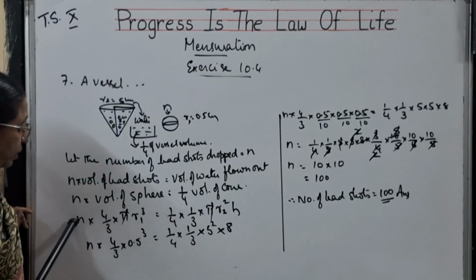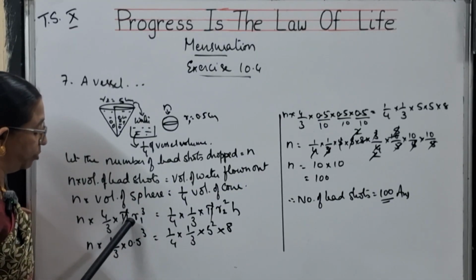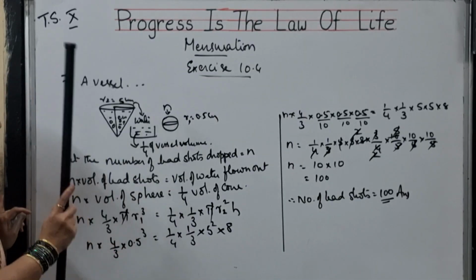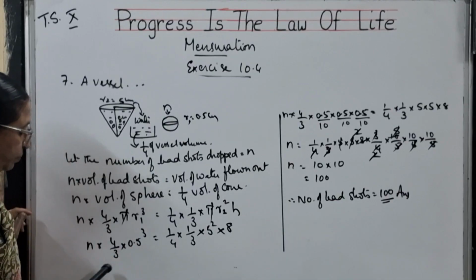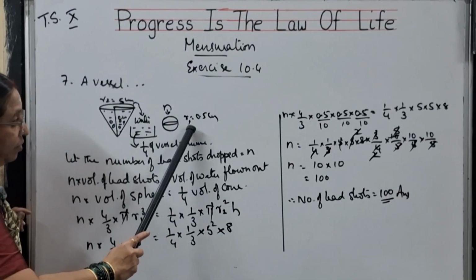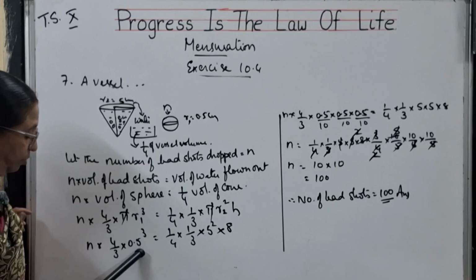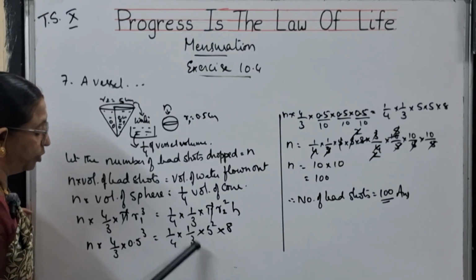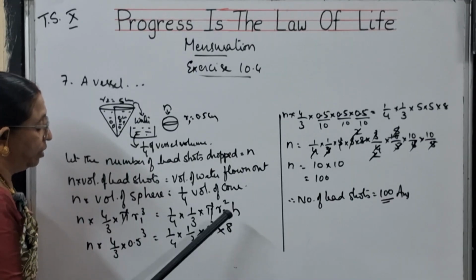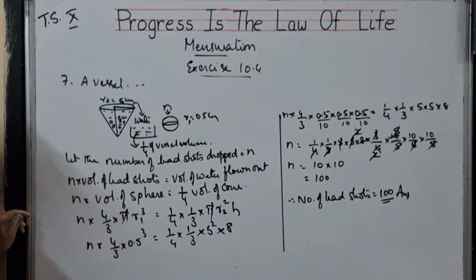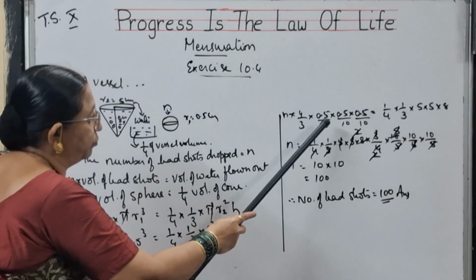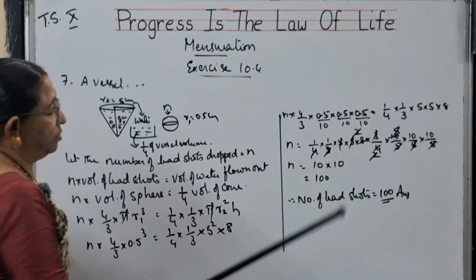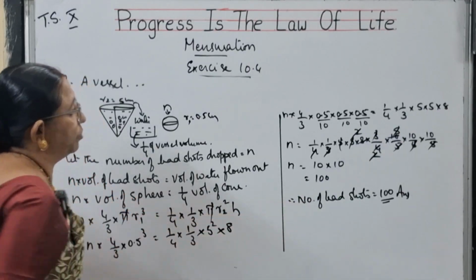So the volume of the cone. The volume of sphere, 4 by 3 pi r cube, is equal to 1/4 into 1/3 pi r square h, the volume of the cone. So I have taken 4 by 3 into its radius 0.5, r1. R1 is 0.5 cube is equal to 1 by 4 into 1 by 3 into radius 5, 5 square into 8. On this calculation, 0.5 means 5 by 10, 0.5 means 5 by 10, 0.5 means 5 by 10, is equal to 1 by 4 into 1 by 3 into 5 into 5 into 8.